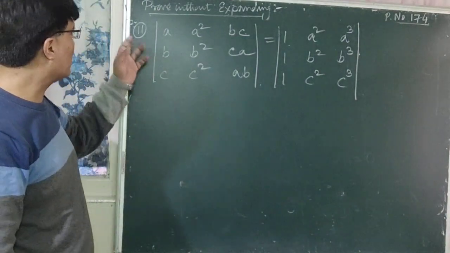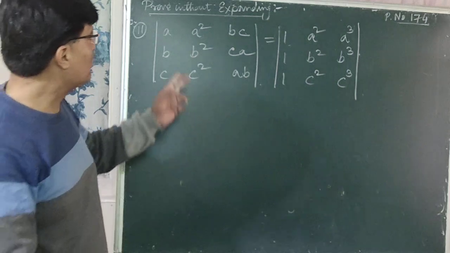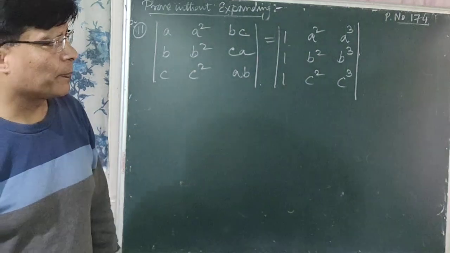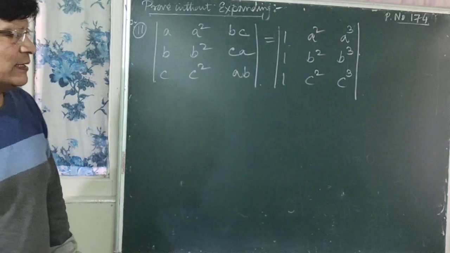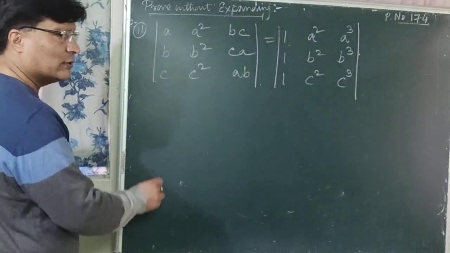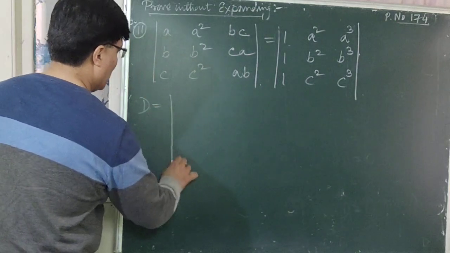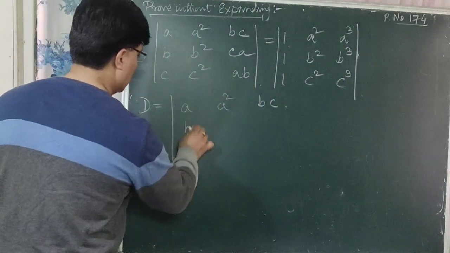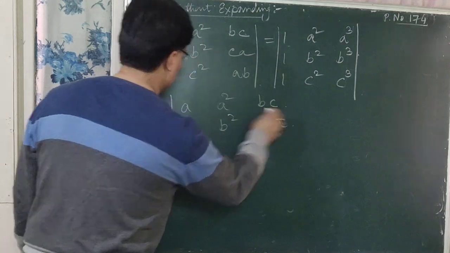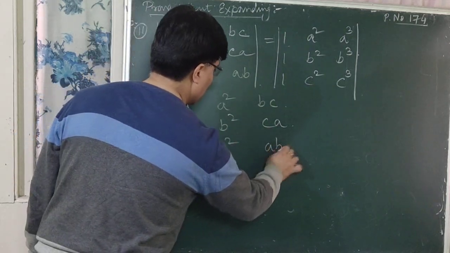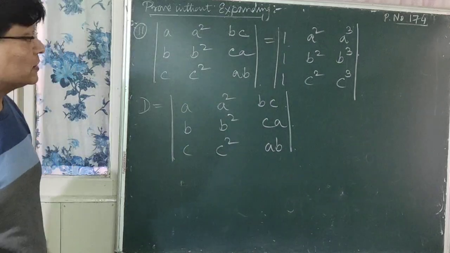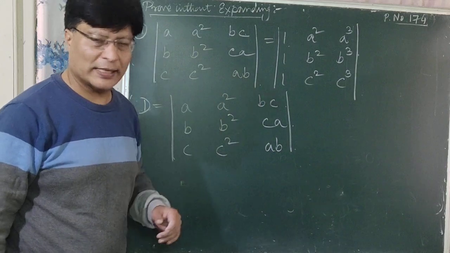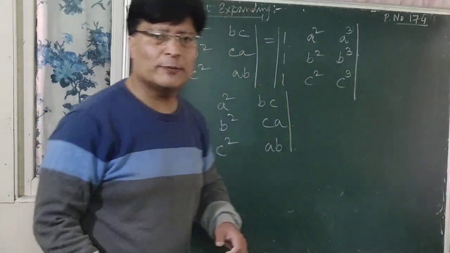So now, problem number 11. Here also you have to prove this LHS is equal to RHS without expansion. So here also you cannot expand it. Okay? Let us write down D is equal to left hand side. Now we will prove this LHS is equal to RHS. So this is your left hand side. Okay. So what is there on the right hand side to be proved?